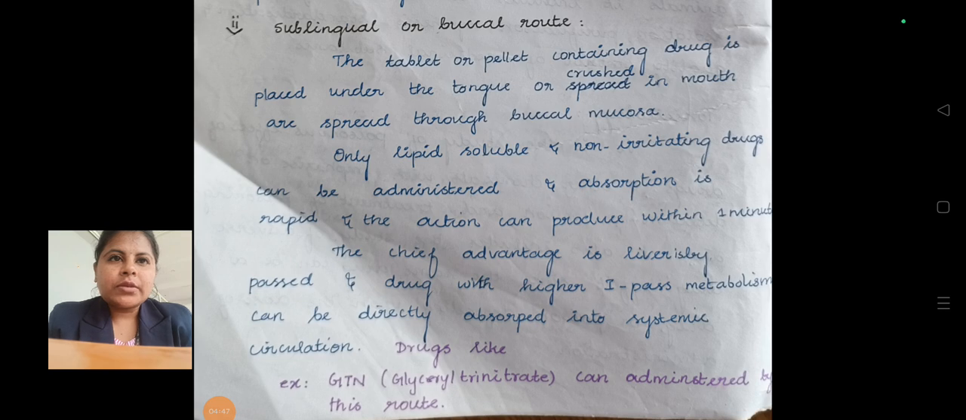So now we have studied the oral route of drug administration and the sublingual route of drug administration.